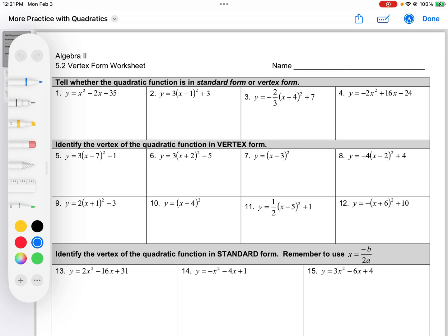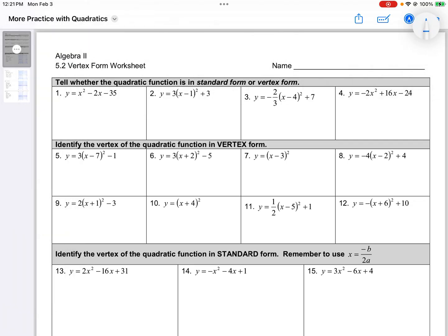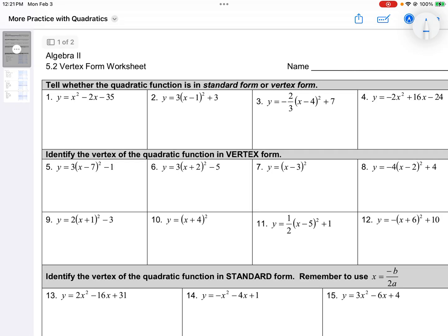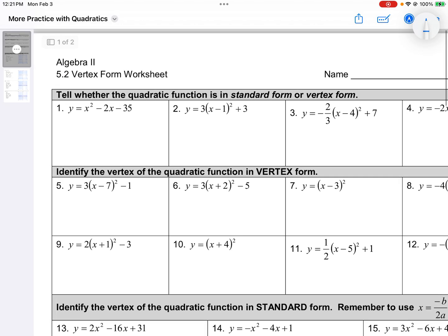All right, guys, on this set of worksheets, you're going to do a variety of things. This is a review for what we did on Monday. I want you to go through and look at these equations. Similar to what we did, the first section asks you whether it is in standard form or vertex form. You may have to flip back in your notes and review that.